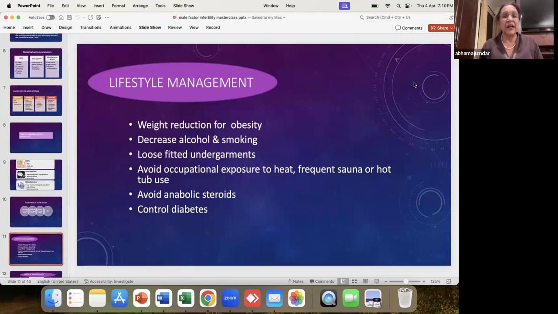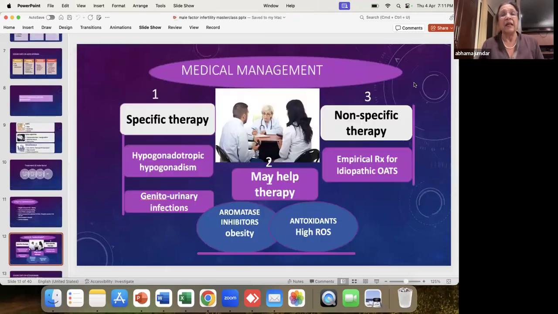Lifestyle, weight reduction for obesity, decrease alcohol, smoking, loose fitted undergarments, avoid occupational exposure to heat, frequent sauna, hot tub use, avoid anabolic steroids, which a lot of guys going to gyms use, and control diabetes. Then we come to medical management. Now, this is so important. I've given you 3 numbers: specific therapy, number 1, may help therapy, number 2, non-specific therapy, number 3.